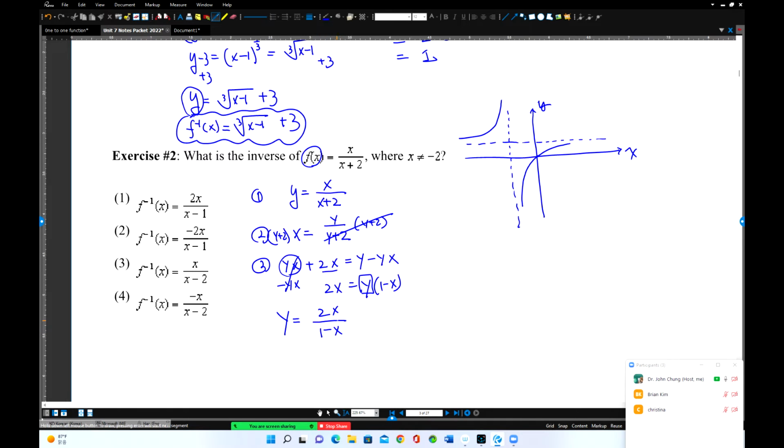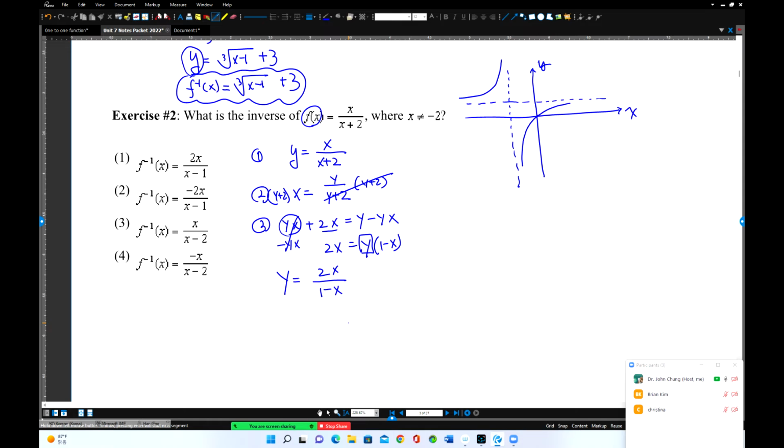That's the inverse. But y is replaced with what? The inverse symbol, because that is the inverse function. So f inverse of x equals 2x over 1 minus x. That's the answer. Which one is equal to this one? Oh, they use this one. Okay, this is the same thing, equivalent. They switched x and y. This is minus x minus 1 over 2x. Move the negative up to here: negative 2x over x minus 1. It's the same thing.